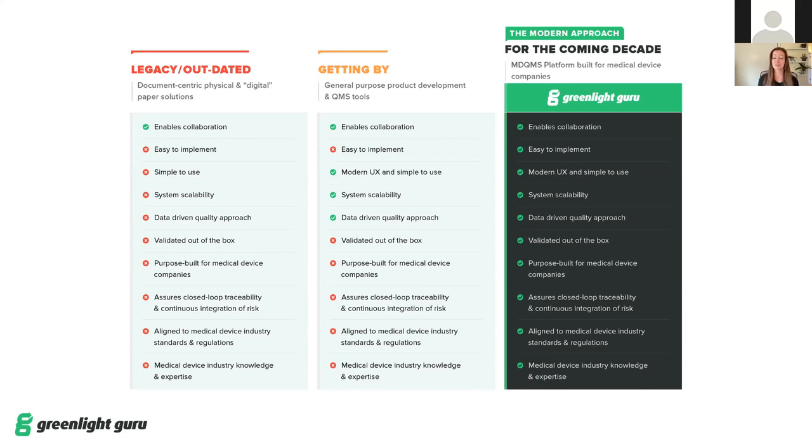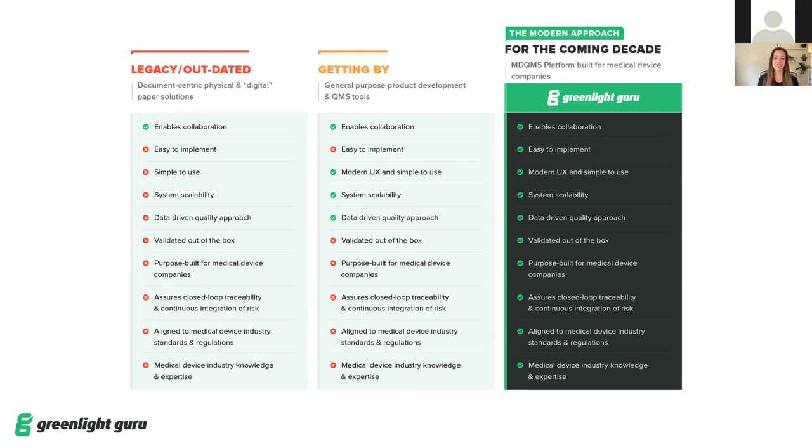The next is our getting-by phase. That is looking at generally purpose-built product development and QMS tools, ones where they might have some of those Part 11 compliant signatures, but aren't necessarily built directly for medical device companies, as in the type of regulations and workflows they need to follow as part of ISO 13485 or even 14971 for risk.